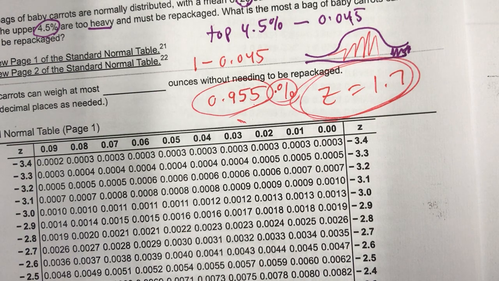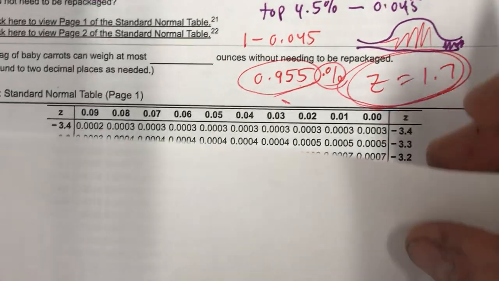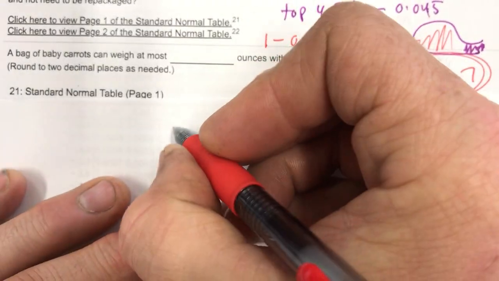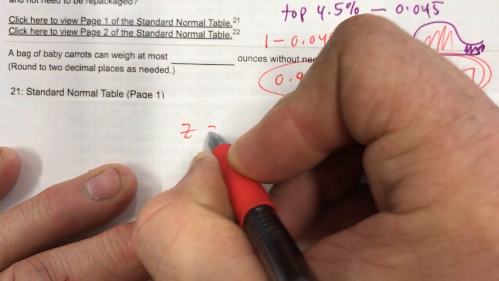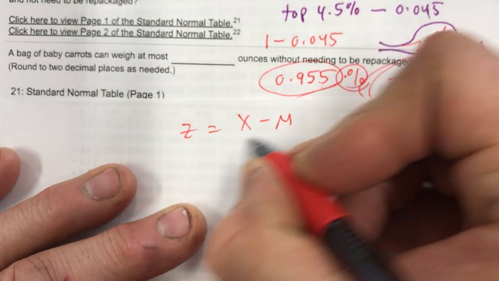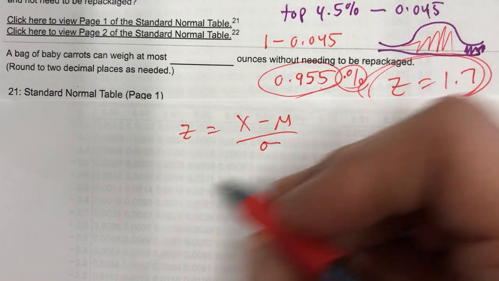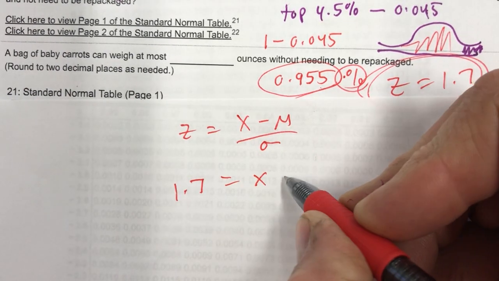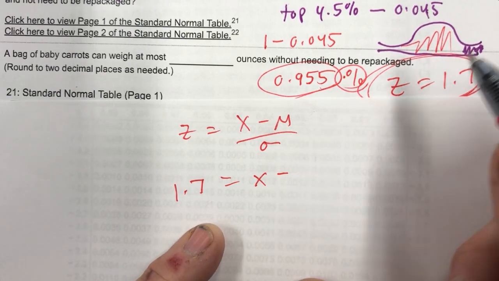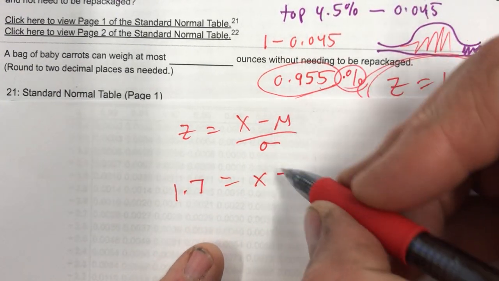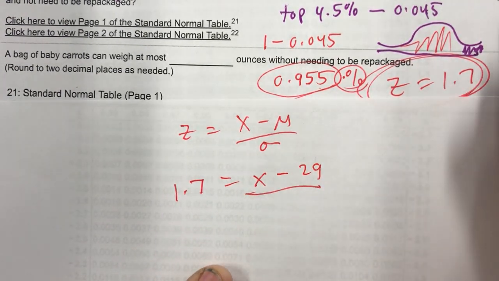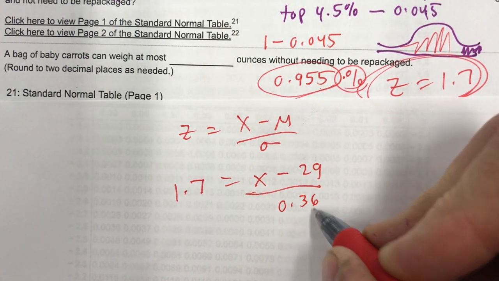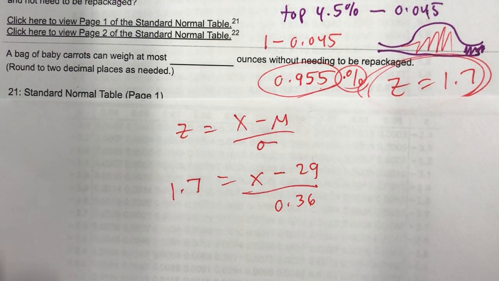Okay, so now I'm going to use this equation: z equals x minus mu divided by sigma. This is my z-score, which is 1.7. The x value, that's what I'm wanting to figure out. My mu, it tells me right there, is 29. And then the standard deviation is 0.36. All right, that's how I set it up.